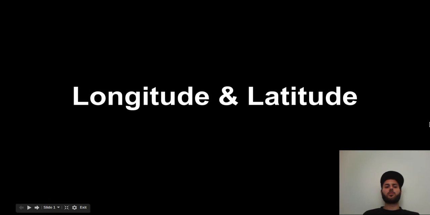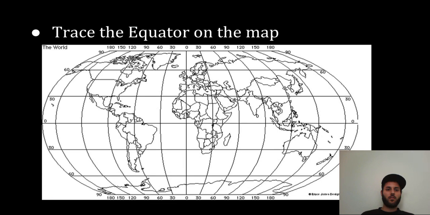Hey, sixth graders, welcome to your lesson on longitude and latitude, a really important skill to know for sixth grade social studies. All right, the first thing we need to know is where the equator is on the map.